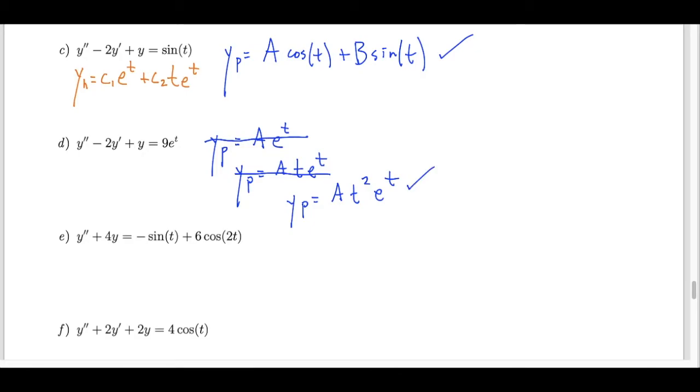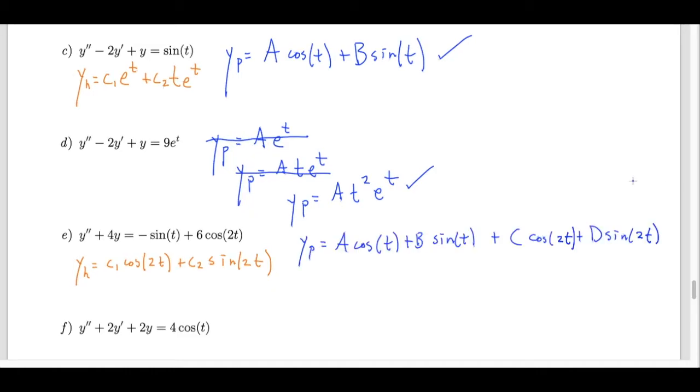Let's take a look at part E. First, note the new left-hand side. So this will be the new y sub h that I will reference. And then my initial choice for y sub p will look something like this. I've got a sine of t term in my g of t, so that requires me to include a cosine of t and a sine of t term in my y sub p. And then I also have a cosine of 2t term, so that requires me to include cos of 2t and sine of 2t.